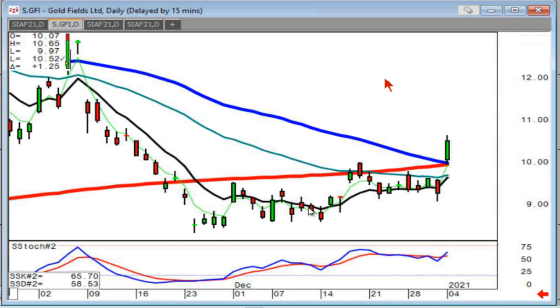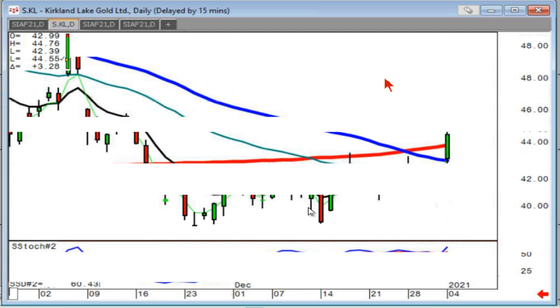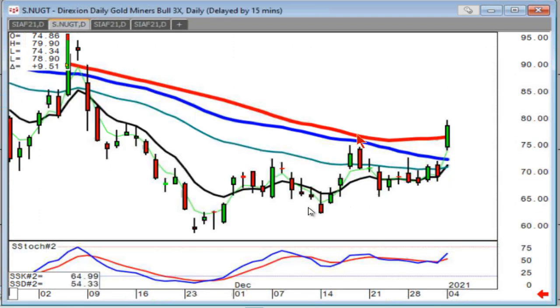If I was going after any one of them, that would probably be the one that I'd go after. Another kicker signal in Kirkland and Nugget if you want to trade the indexes. That's got a good reversal.